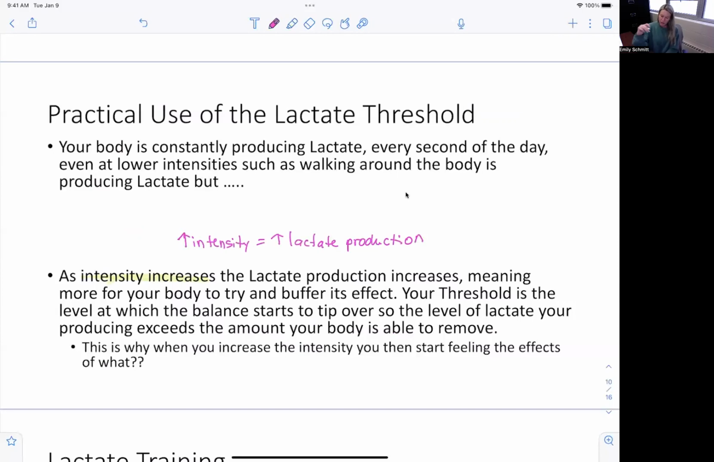And so your body is trying to buffer this effect, but your threshold is a level at which the balance starts to tip. So the level of lactate you're producing exceeds the amount your body is able to remove. This is why when you increase the intensity, you start to feel the effects of being fatigued and sore.